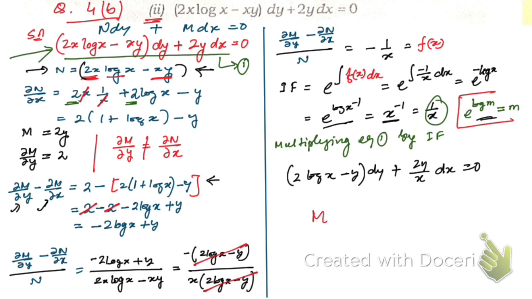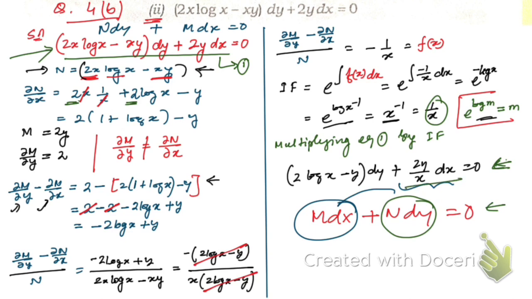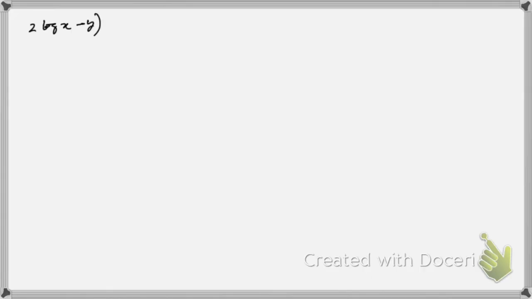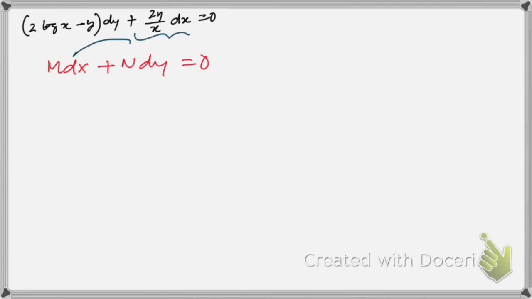So after multiplication of the integrating factor with equation number 1, we have got this. Now first compare this equation, whatever you have got after multiplication of the integrating factor with the given equation, with this equation. Then you will get this part is M dx, and this part is N dy, right? So now let me go to the next slide. This is the given equation we have compared with M dx plus N dy.